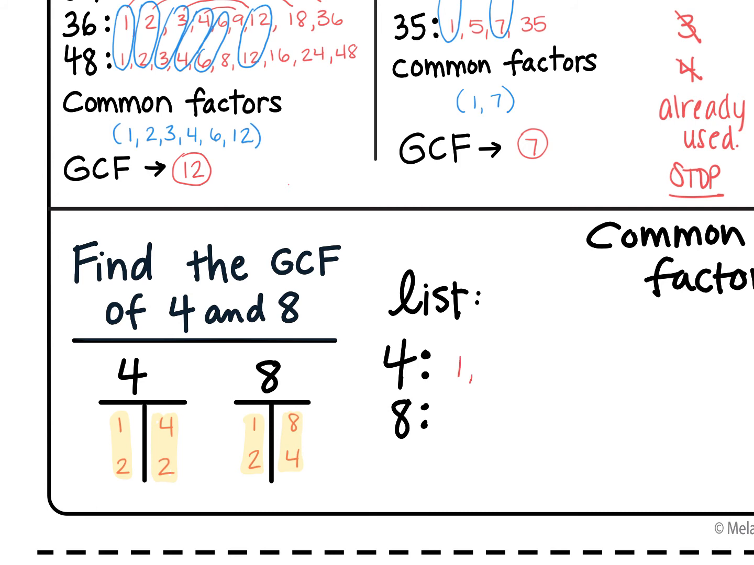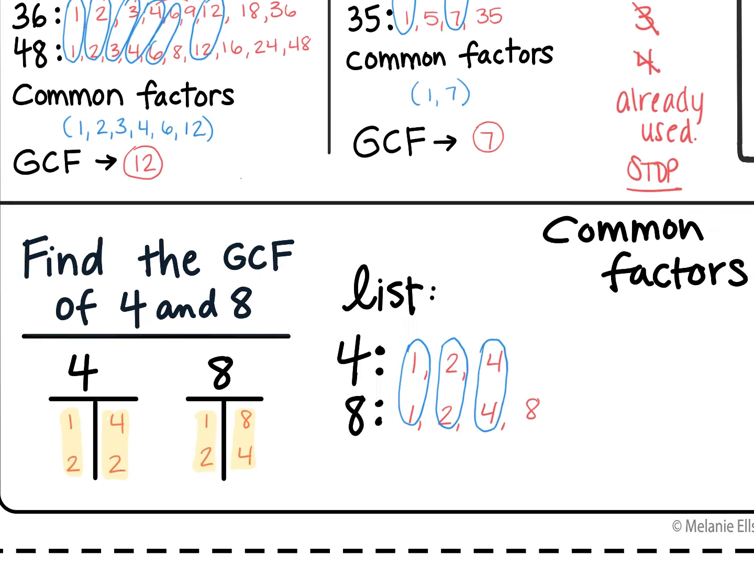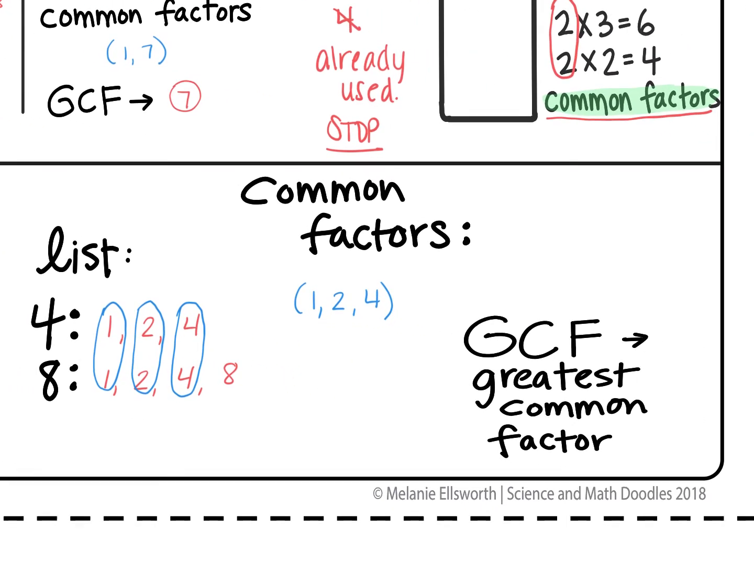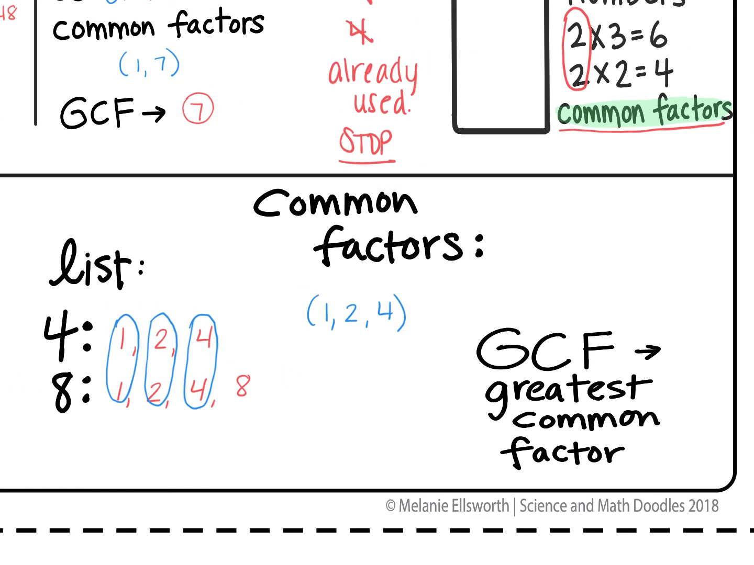All right, 1, 2, 4. I didn't write 2 twice because it doesn't need to be written twice. If it exists as a factor, we know it does. And then 1, 2, 4, and 8. They share a 1, a 2, and a 4. So their common factors are 1, 2, and 4. And that means that their GCF is 4.